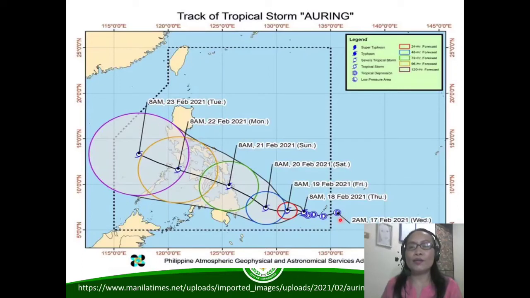So, when does it enter the PAR? It was in the 18th of February 2021, Thursday. So, kinabukasan, nakapasok na siya sa Philippine Area of Responsibility. So, as you can see on its track, ayan. So, saan papunta ang kanyang direction? It is, again, northwest. Okay. Tropical storm Oring stays in our vicinity for about 6 days as it goes to the northwest direction. Ayan. Okay.